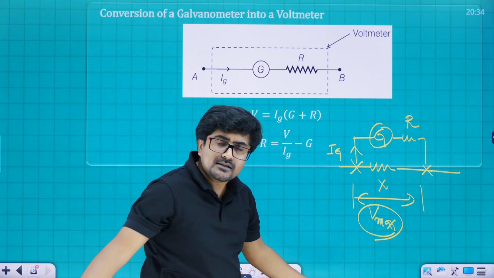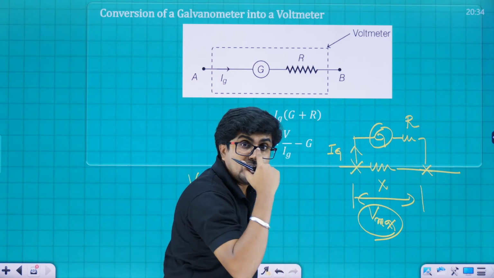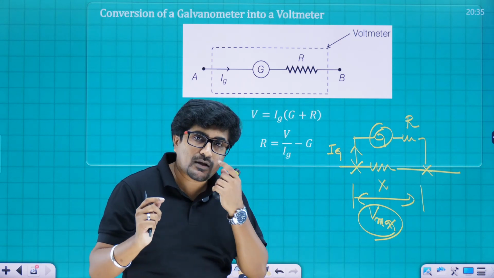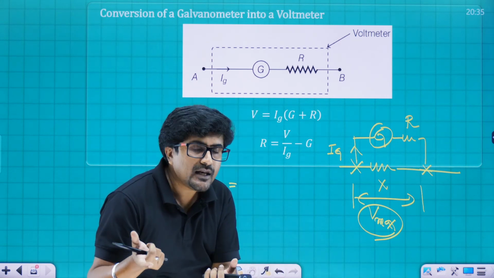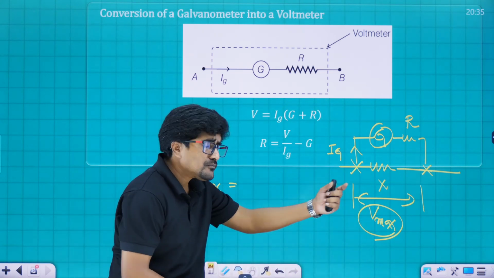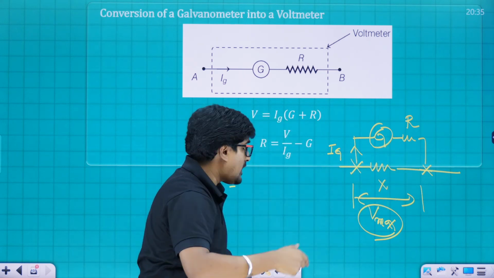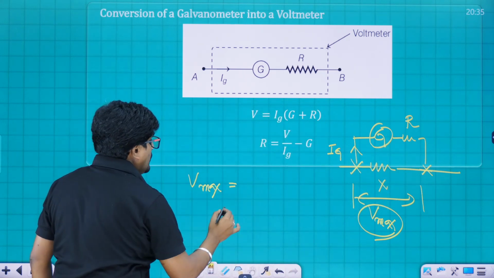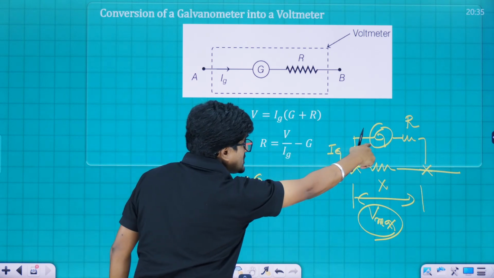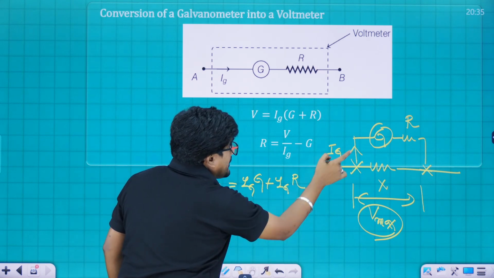We can't simply connect any resistor over here. It must be very large so that the current flowing through this is minimized. That means from the main circuit we draw a minimum current so that it doesn't create a huge impact on the circuit. Otherwise, the complete thing will change. So if I consider the voltage to be the same across capital X as well as this G and R combination, then V max is going to be I suffix G into capital G, the voltage drop across the galvanometer, plus I suffix G into capital R.